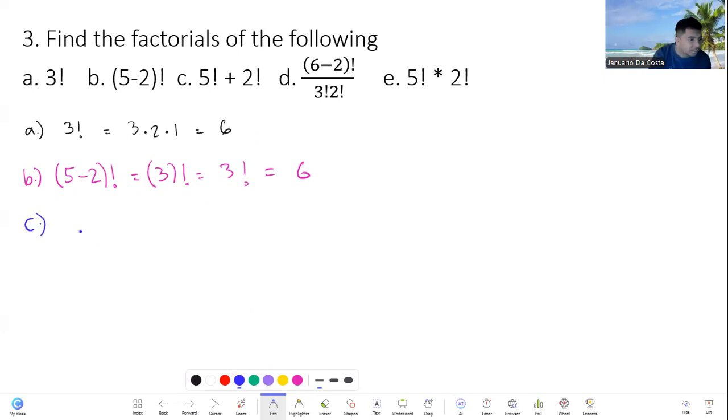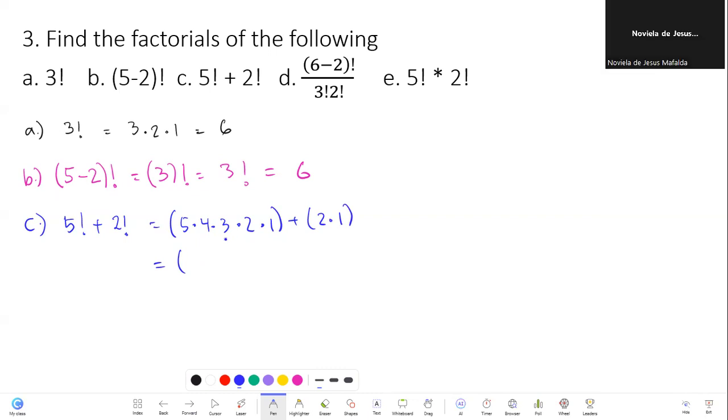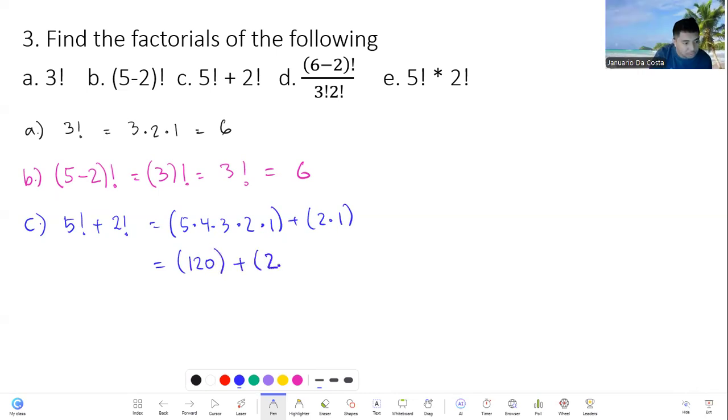Okay, let's use a different color for letter C. I like colorful. What about 5 factorial plus 2 factorial? 5 factorial is 5 times 4 times 3 times 2 times 1, plus 2 times 1. 5 times 4 is 20. 20 times 3 is 60. 60 times 2 is 120. 120 times 1 is 120. 120 plus 2 is 122. So this factorial is that.